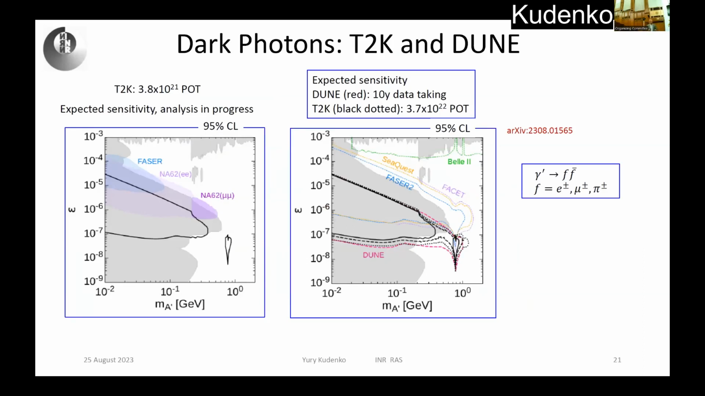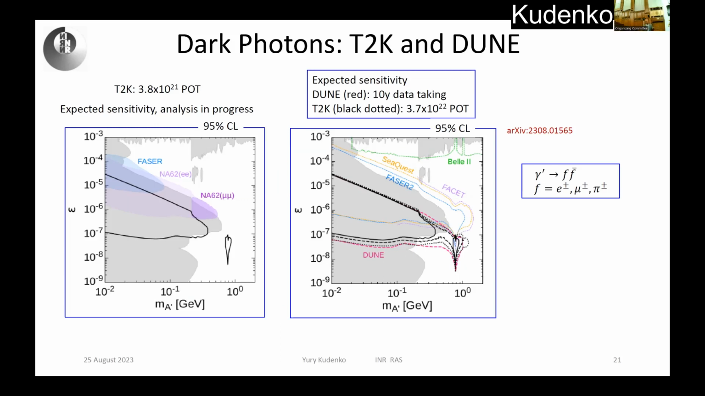T2K and DUNE. T2K is doing an analysis, and it is just expected sensitivity. It's not a result. I just show some estimations. It will be interesting, not showing here, this is black. These gray areas are already excluded. So probably T2K will reach interesting sensitivity here around this vector dominant resonance, 0.8 GeV.